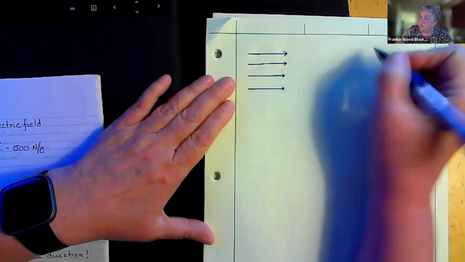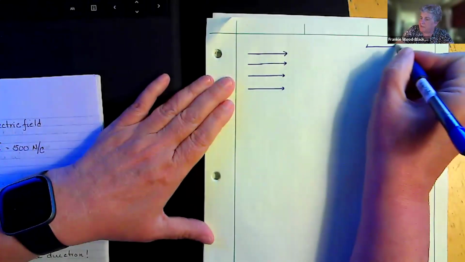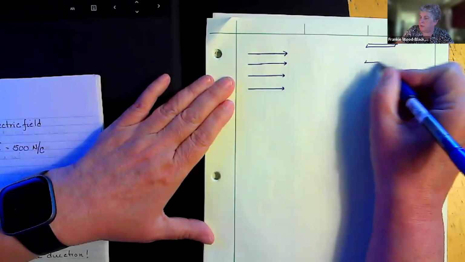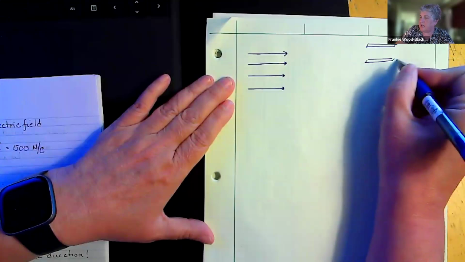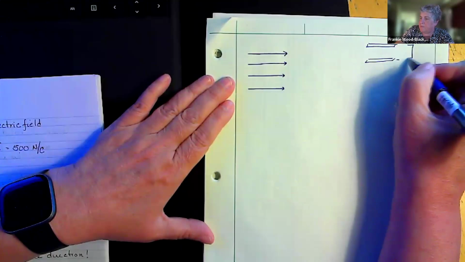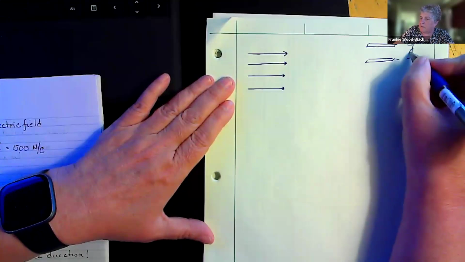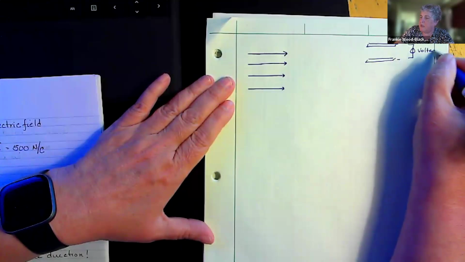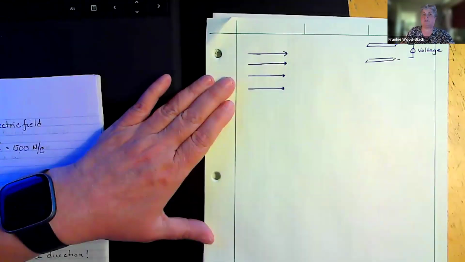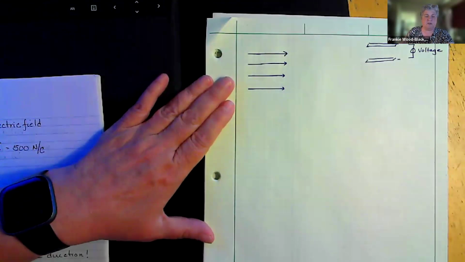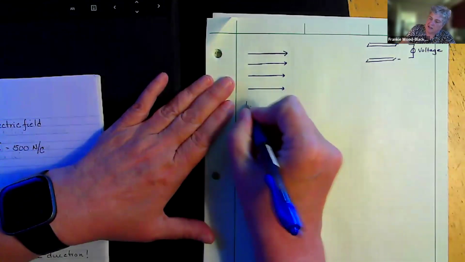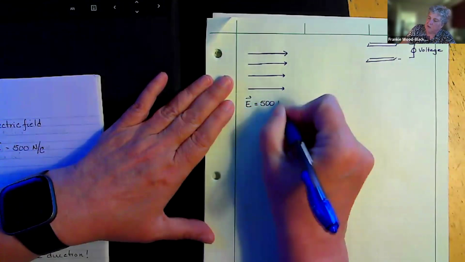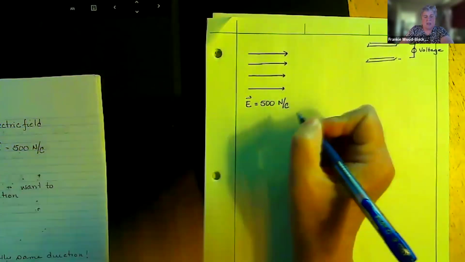In fact, the easiest way to do it is to take a plate and put a positive charge on one side and a plate with a negative charge on the other side. And then we can apply a voltage to that, we'll talk about this and we'll get there. And that will allow us to create our electric field. So I'm going to give this electric field a magnitude of 500 newtons per coulomb.